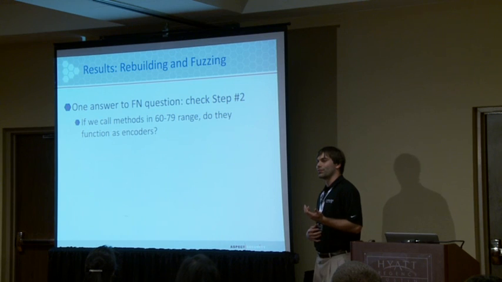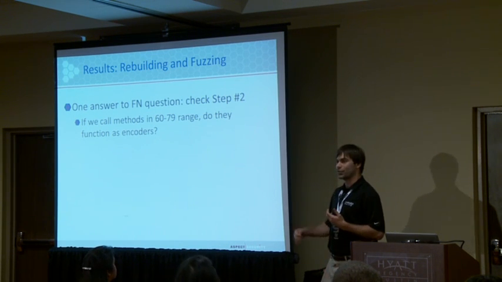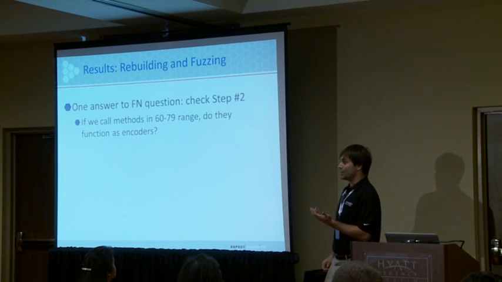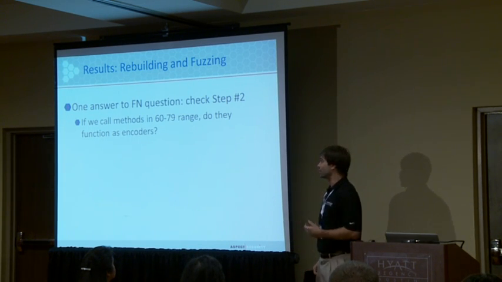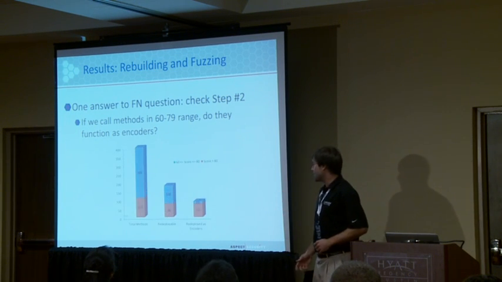Another way of looking at the false negatives question is to look at step 2 of our program. Essentially, if we look at methods in the 60 to 80 range, are they actually encoders? When you do fuzzing, do they return the results that encoders would return? And this graph gives you some of the answers to that.